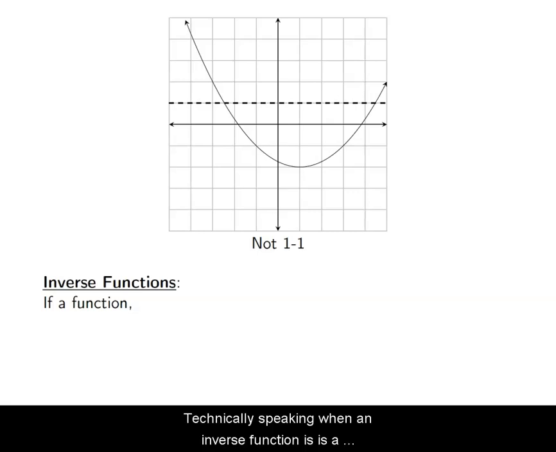Technically speaking, a function will send your inputs to an output. You go from your domain to your range. An inverse function goes from your range to your domain. It's like a return flight, right? If you get on a plane and you go from San Francisco to New York, that would be your function. The inverse would be the plane that brings you from New York back to San Francisco. It's the return flight. It takes your outputs and brings you back to your inputs.